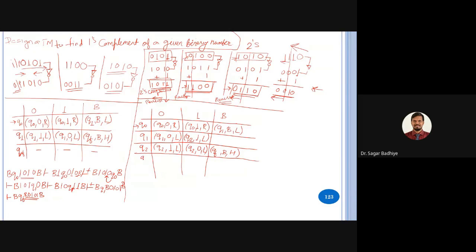So this qf would be a final state. There won't be any transition. So this is a Turing machine that would compute two's complement of a given binary number. I hope this is clear to you. So in this way, you can design a Turing machine that would compute anything. You can even design Turing machine for computing multiplication of two numbers.